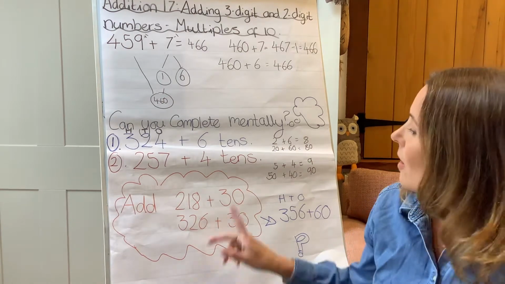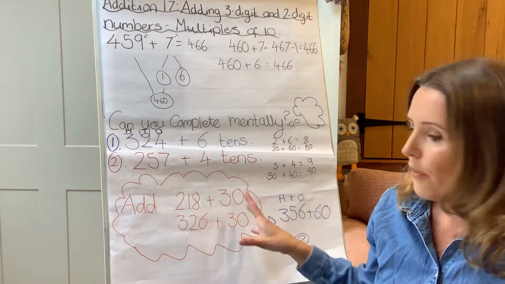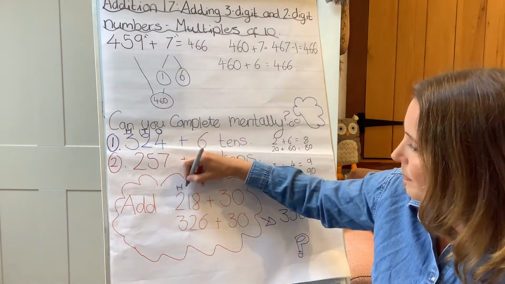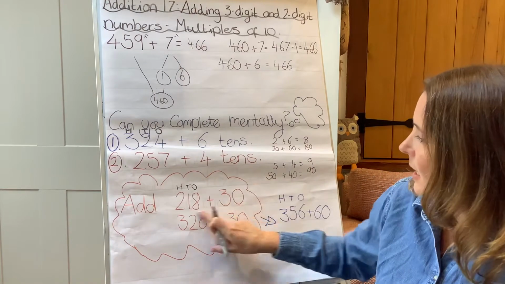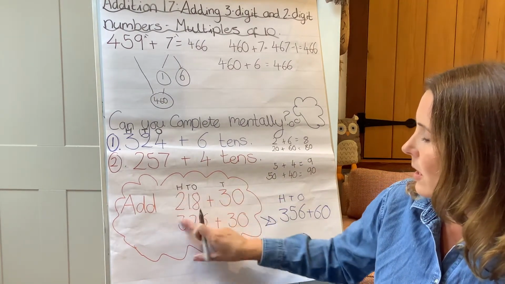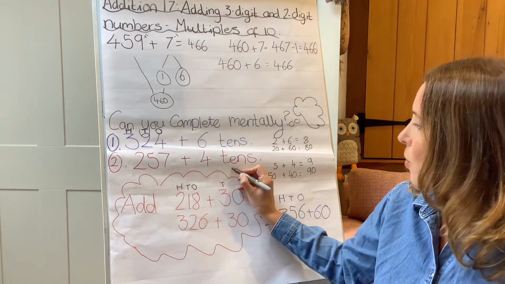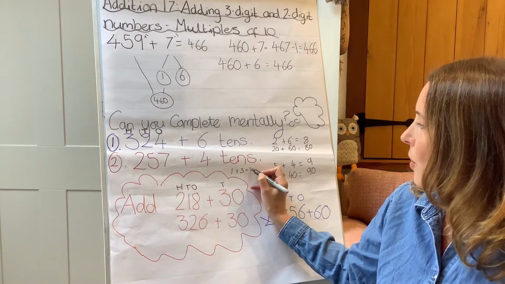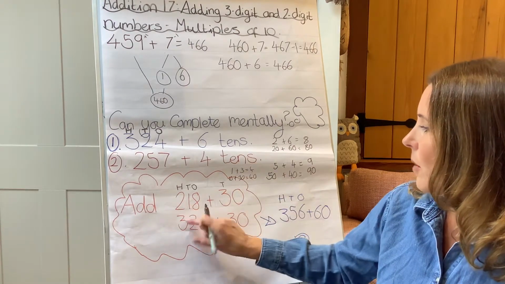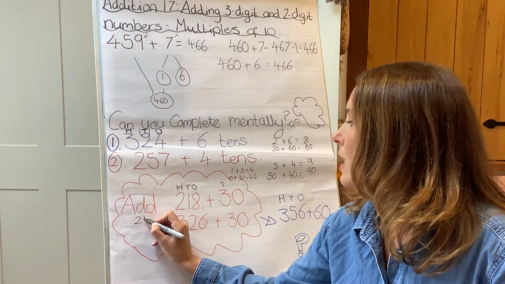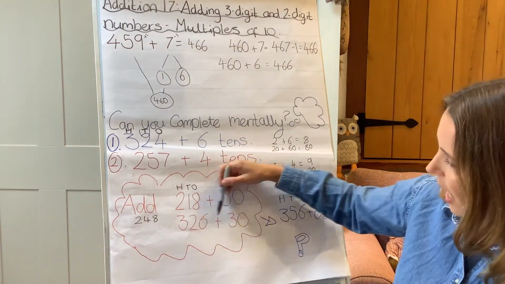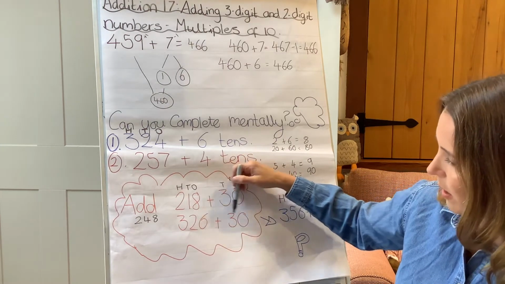Okay, so these two here, hopefully you did these mentally, because if you look at the tens column, we're just adding tens into the tens column. The ones digit and the hundreds digit isn't going to change. So 1 and 3 is equal to 4. So 10 and 30 is equal to 40. So it would become 248.